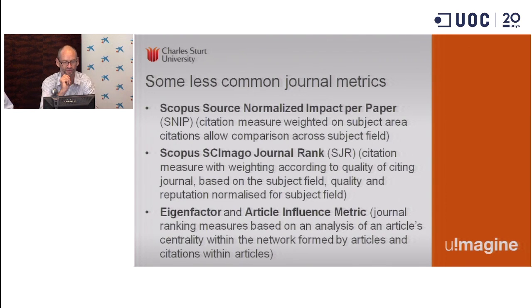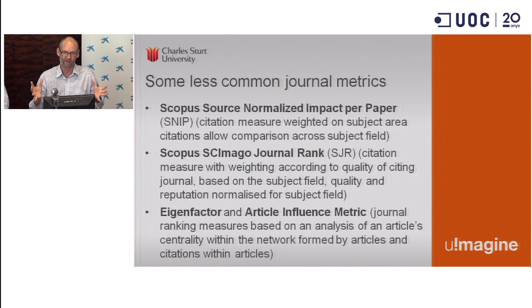The other one I wanted to mention is the eigenfactor and article influence metric, which are journal ranking measures based on analysis of an article's centrality within the network formed by articles and citations within articles. So that's a bit complicated. But if you think about a graph, a network that shows nodes which are articles and links that represent references within that article to other articles and so on, we have this massive network of articles and their references.